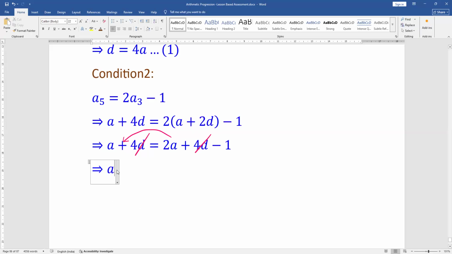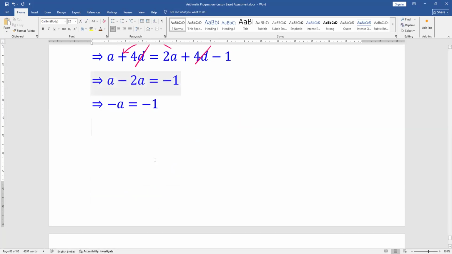So I write a minus 2a, okay, equals to, on my right hand side, what is left out? -1. So I just write -1 here. Then what is a minus 2a? It is minus a. Correct? Now why minus a? Because 2 is the bigger number, its sign is minus, so you should retain that. Okay, that equals to -1.